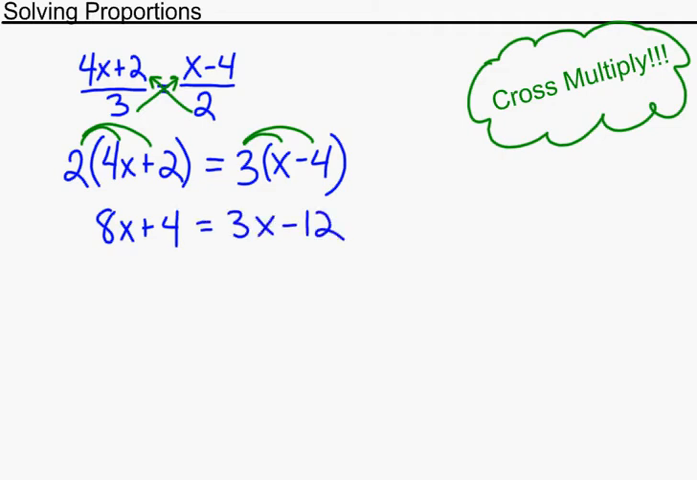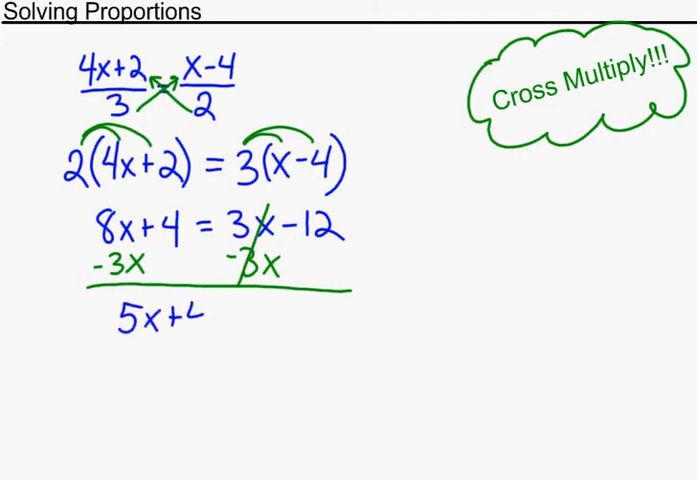It's already simplified, there's nothing to combine, so I can subtract 3x from both sides because I want to keep the x's positive when I get them to the same side. Remember, I deal with the x's first. That leaves me with 5x plus 4 equals negative 12. And then solve the two-step equation.